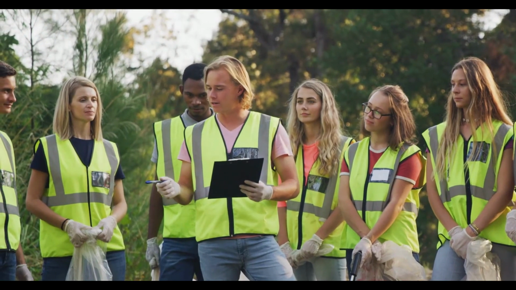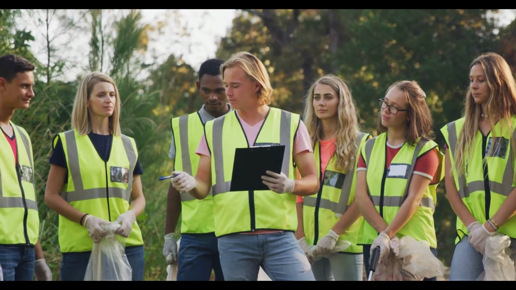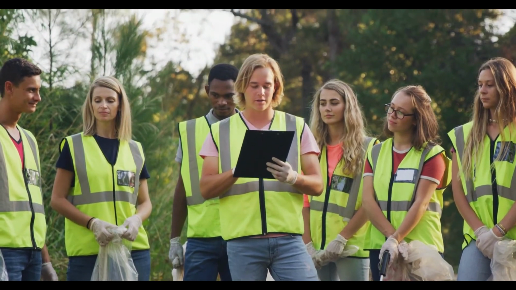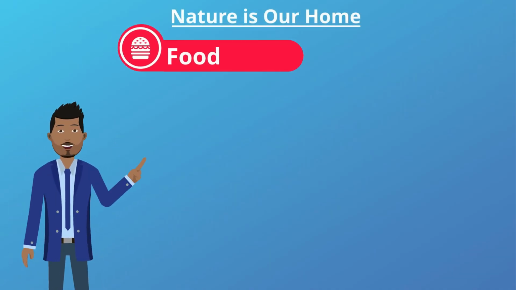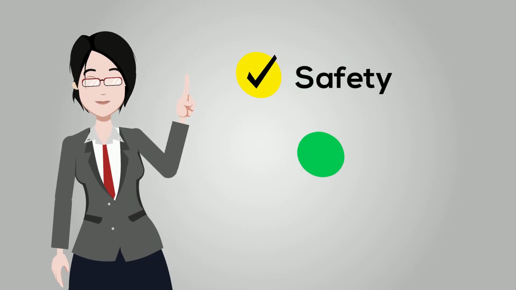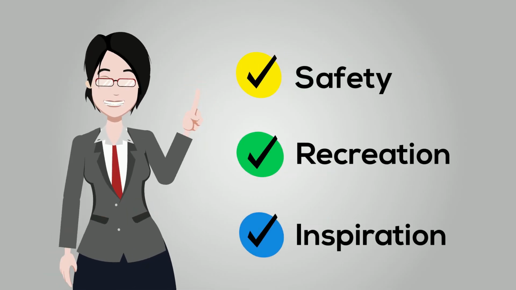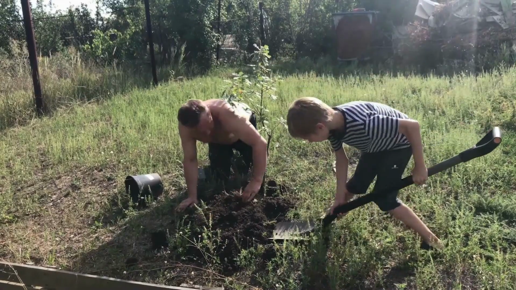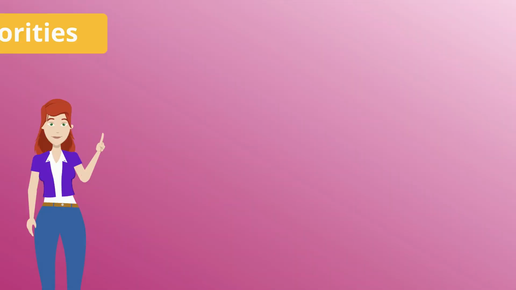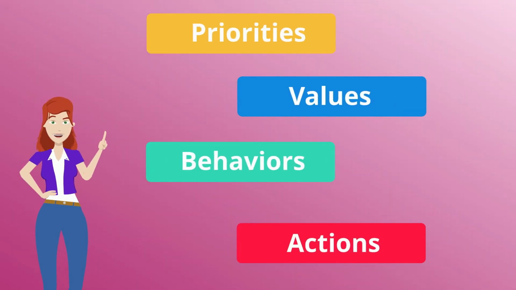In this module, you'll find facts about biodiversity and a step-by-step activity toolkit that shows you how collective actions can be organised by the local community to prevent causes of the loss of biodiversity or to prevent further consequences. Nature is our home, food, comfort, culture, health, medicine, safety, recreation and inspiration. It is our life support system. To protect biodiversity, we need real transformative change for humankind to realign priorities, values, behaviours and actions.